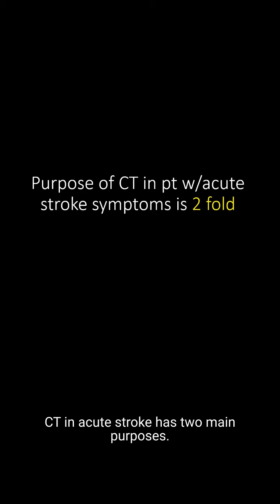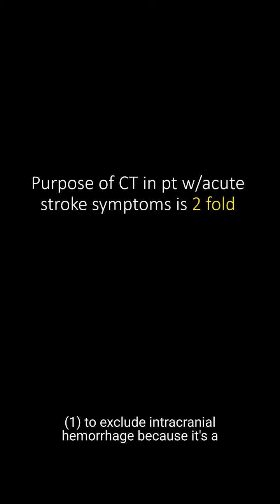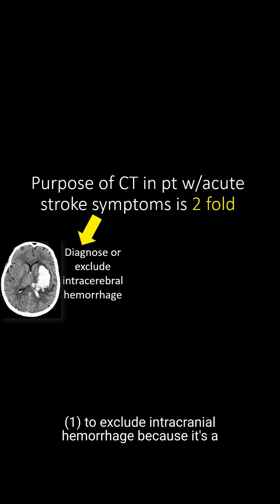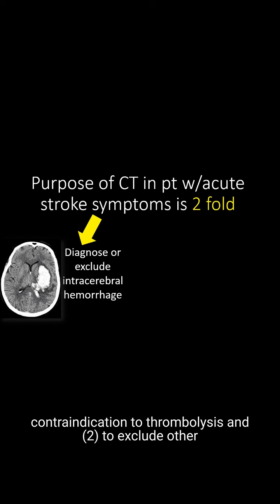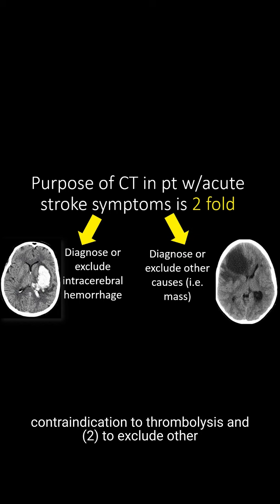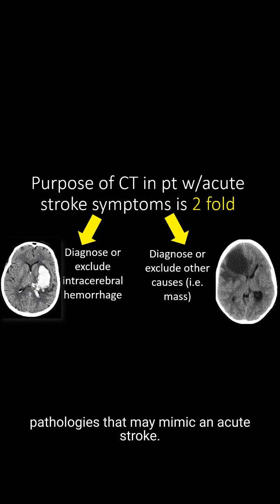Time is brain. So you don't have time to struggle with that stroke alert head CT. So here's a video to help you with the CT findings in acute stroke. CT in acute stroke has two main purposes. One, to exclude intracranial hemorrhage because it's a contraindication of thrombolysis. And two, to exclude other pathologies that may mimic an acute stroke.